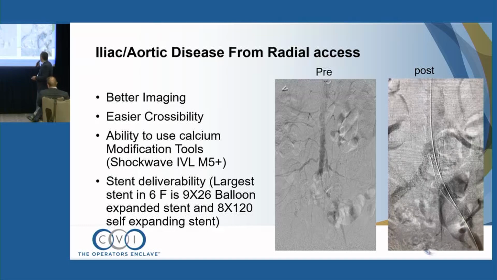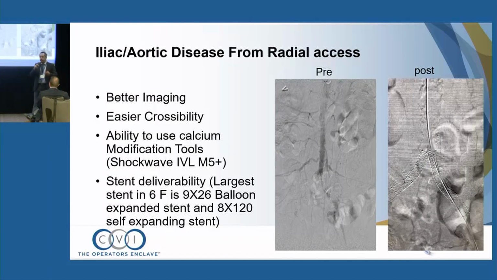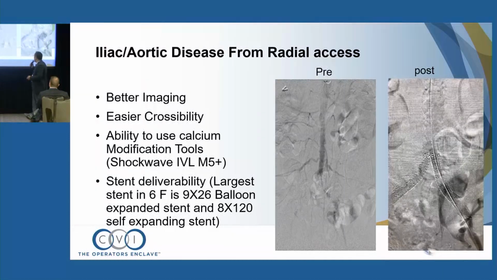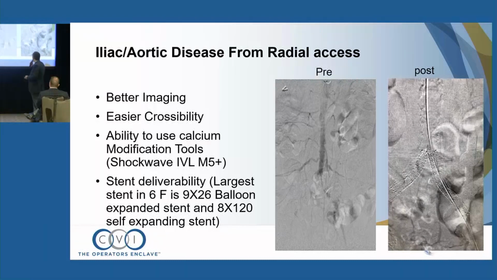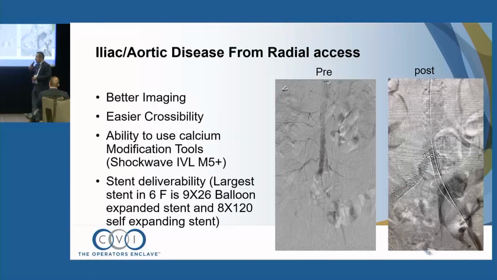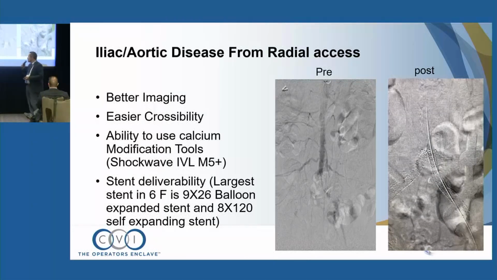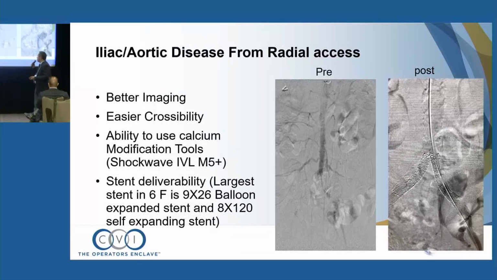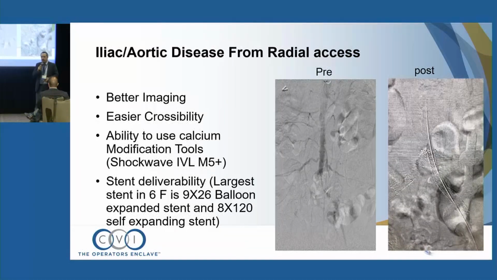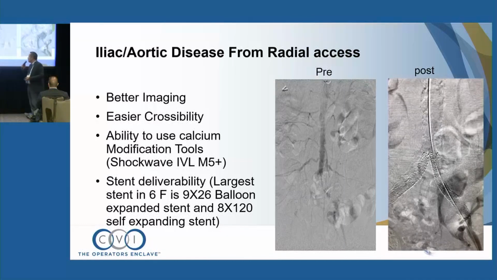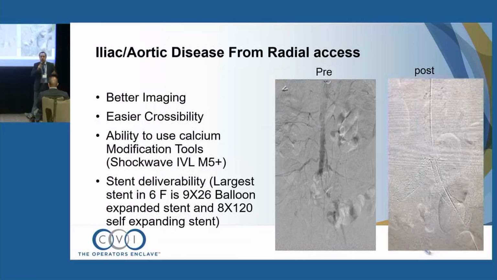So the main talk for this session is challenging cases, aortoiliac. So this is a case we did. It's a bilateral common iliac occlusion, and we did the whole case via one radial access. So why would I choose a radial for iliac disease? It's better imaging from above. It's easier crossability. I'm still able to do calcium modification with the lithotripsy. And the stent deliverability, but you have limitation of what you can deliver through 6 French.